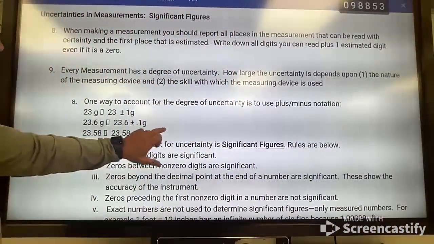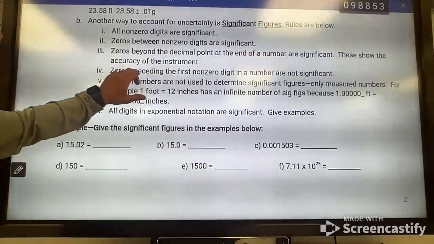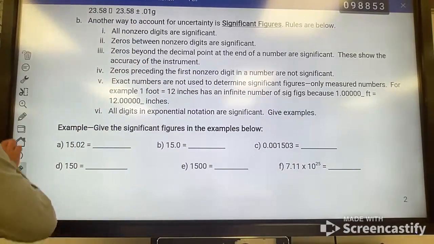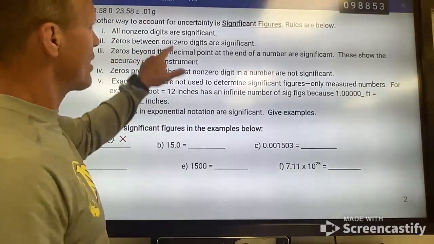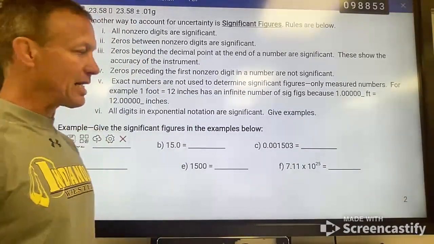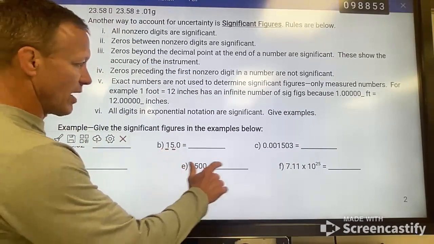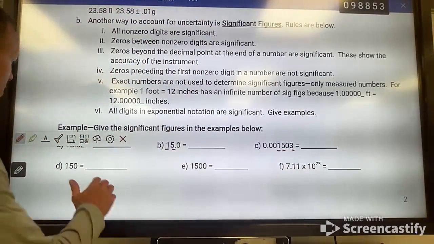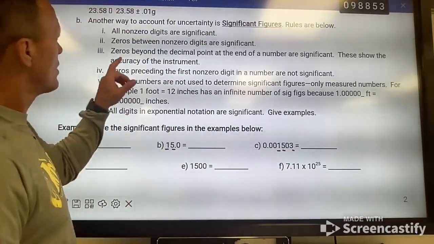So I'm going to skip ahead, but here are the rules for significant figures, or sig figs as we call them in class. First thing, all non-zero digits are significant. So anything that's not a zero in a number, so a 1, a 5, a 3, anything that's not a zero is significant. That's pretty easy.